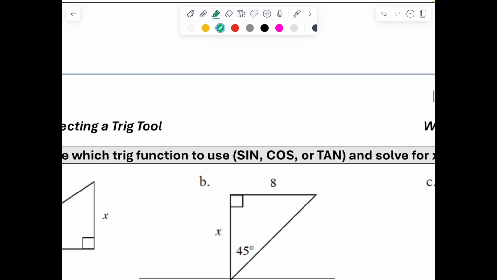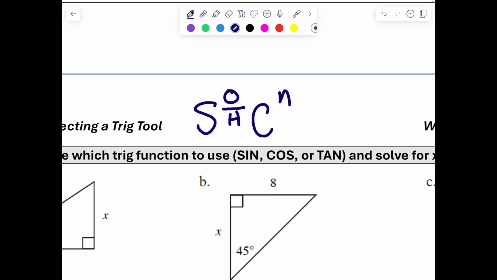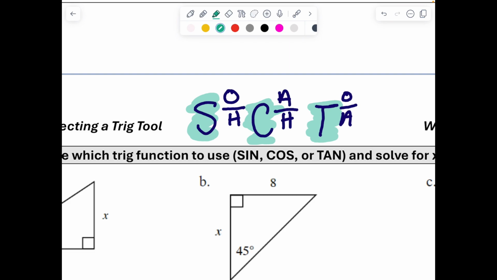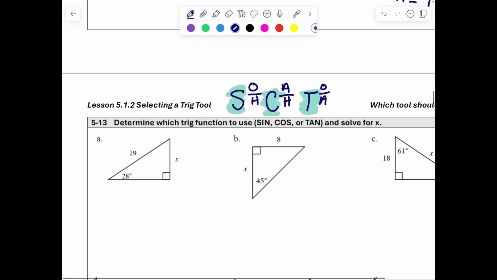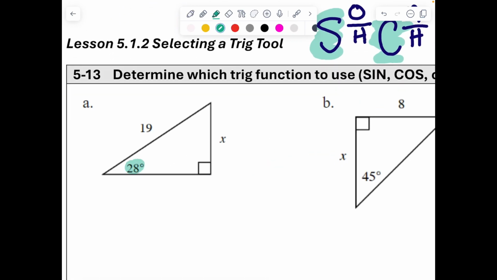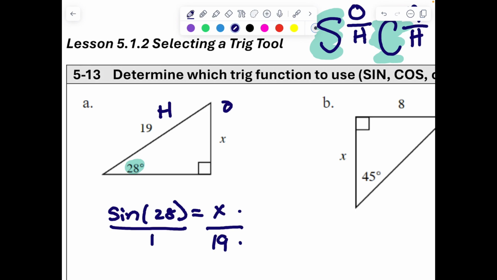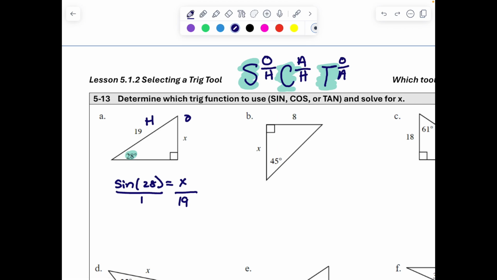First things first, I'm going to write out my SOHCAHTOA from last time. If you didn't watch the last video, this simply means S for sine, C for cosine, T for tangent, and the O, A, and H's are the opposite, adjacent, and hypotenuse sides. So this just tells us what our ratios should be. With 28 here, we have the opposite and hypotenuse, so that is going to be sine of 28 is equal to x over 19. That's the opposite and the hypotenuse there. I'm going to set all these up and then come back and solve for x.